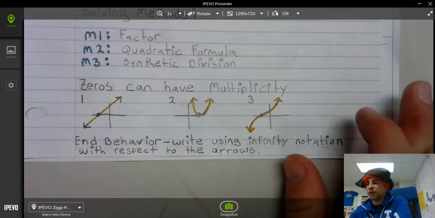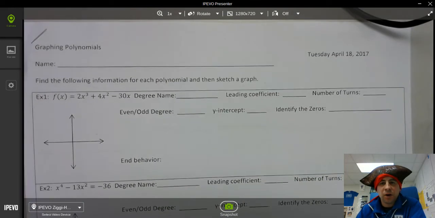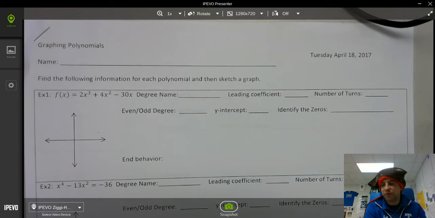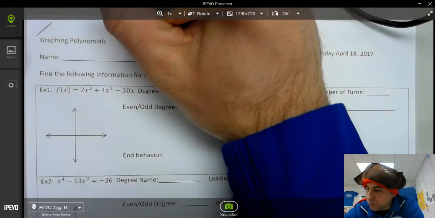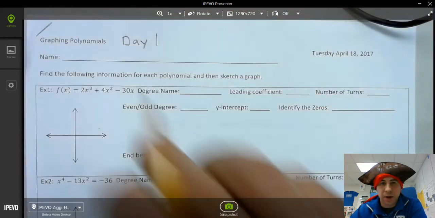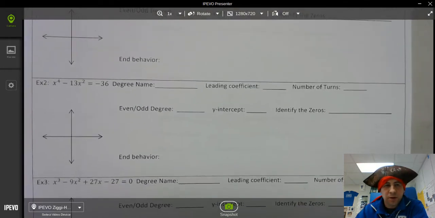All right, now that your notes are updated, let's take a look at the examples. So before we go to the examples, I made a couple mistakes, and I thought about making new copies, but then I thought, let's save a tree and we can just fix it on the video, okay? So, the first mistake, this should say graphing polynomials day 1, okay? All right, there's 3 mistakes, okay?